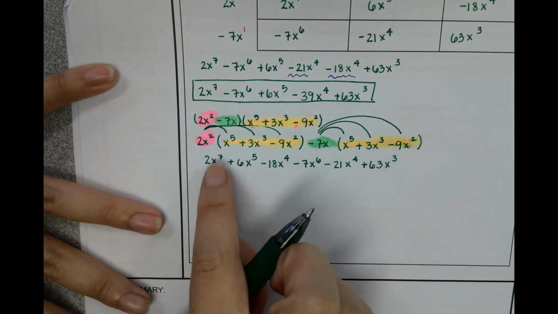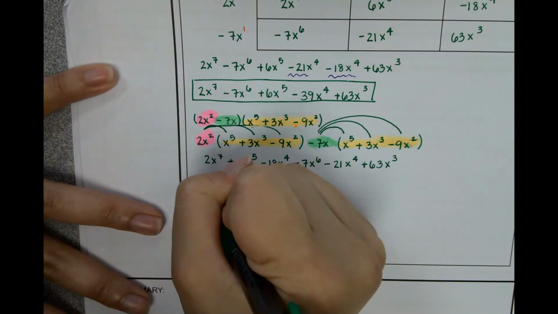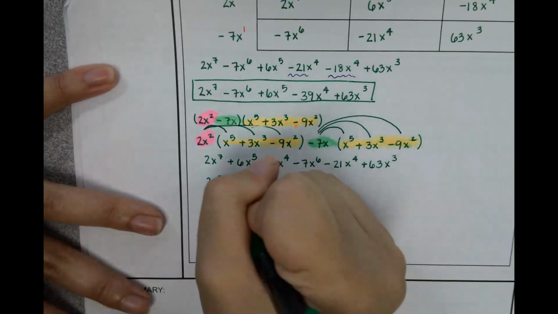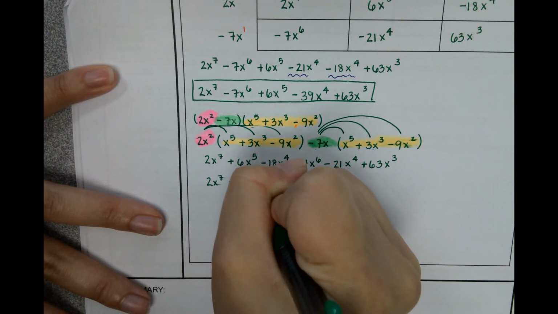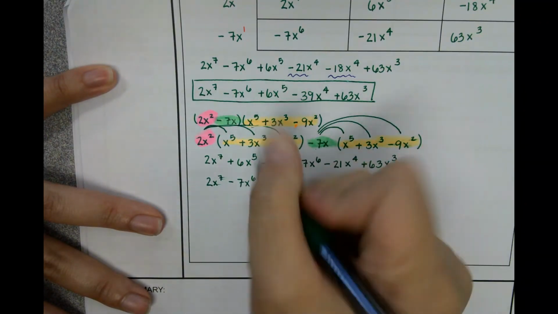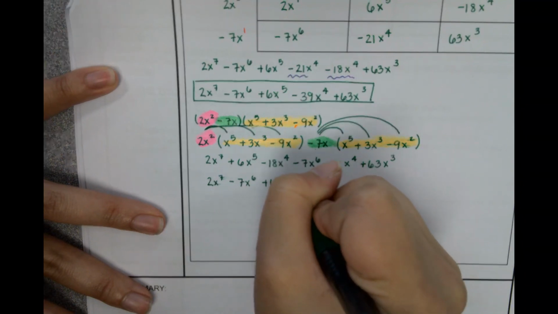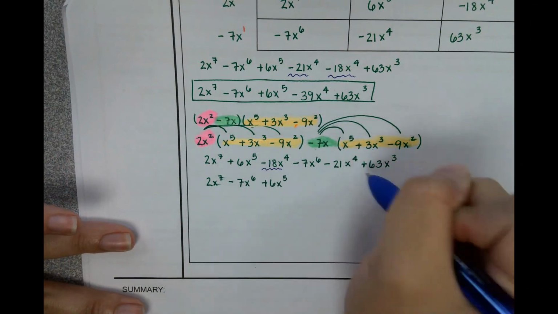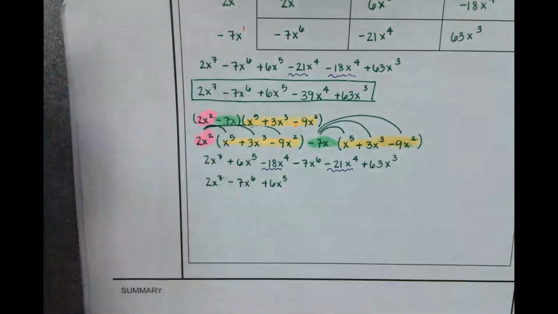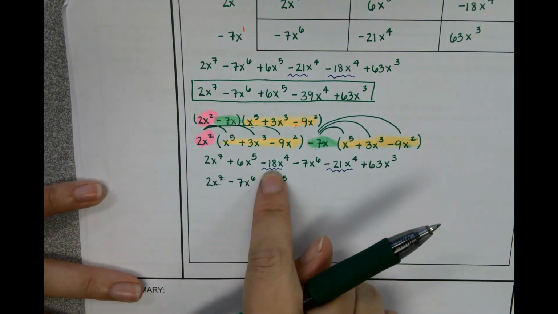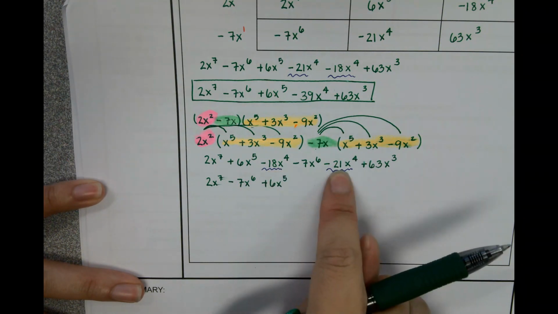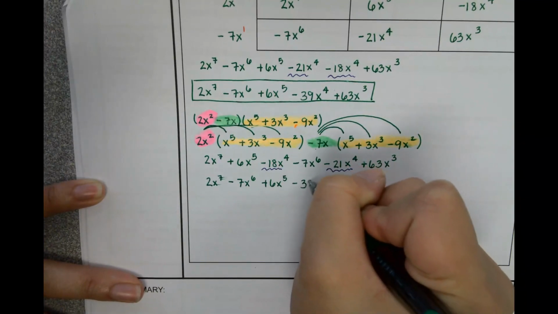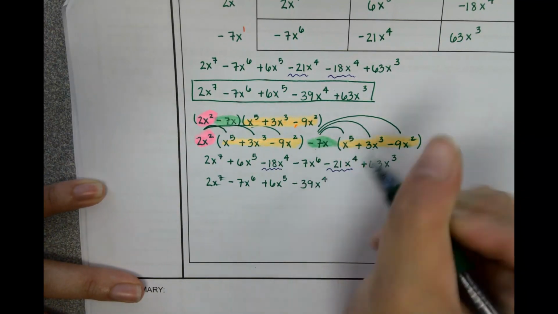So the highest power is 7, so I'm going to start with the 2x to the 7th. Then I want the x to the 6th, so that's negative 7x to the 6th. Then I want x to the 5th, so that's here, 6x to the 5th. Then I want x to the 4th. Again, I notice I have 2 of them, so I'm going to combine like terms here. Negative 18x to the 4th, negative 21x to the 4th: negative 18 minus 21 is negative 39x to the 4th.